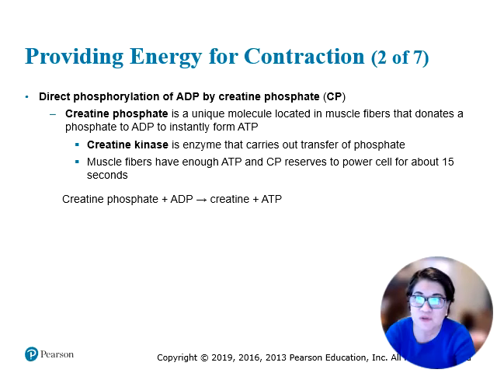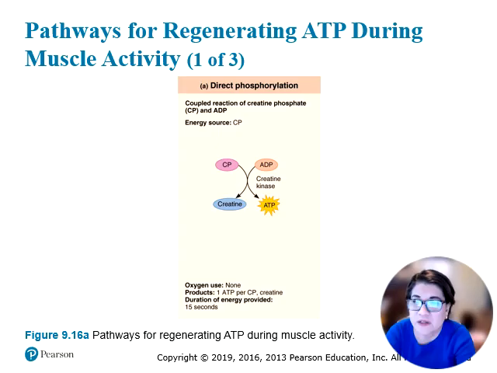Okay, so direct phosphorylation of ADP. So you have this enzyme called creatine phosphate. It's in your muscle fibers, and it adds a phosphate to the ADP to make ATP. So diphosphate to triphosphate. So here that is, you're going from diphosphate to triphosphate.